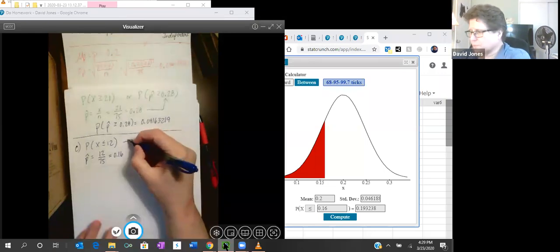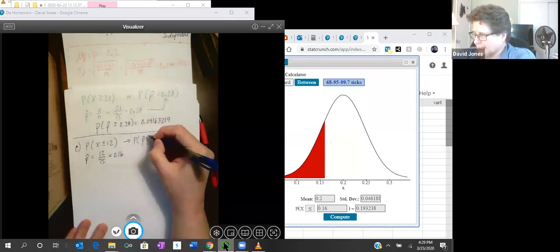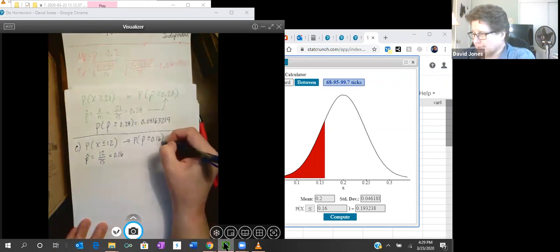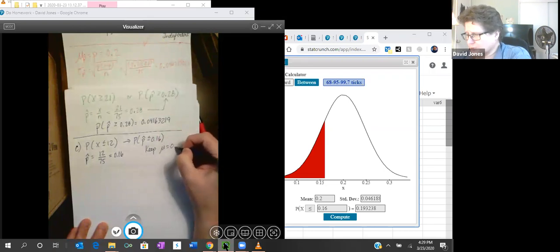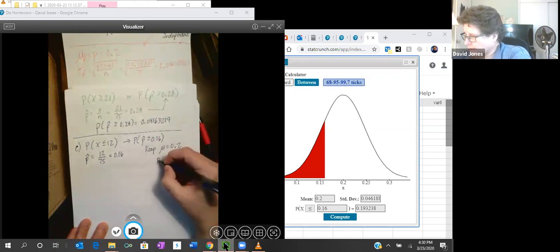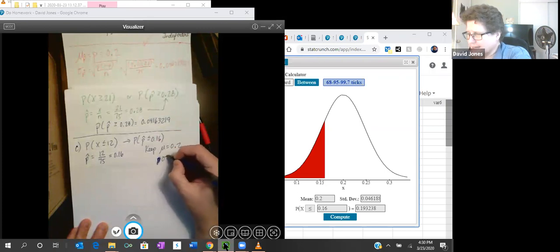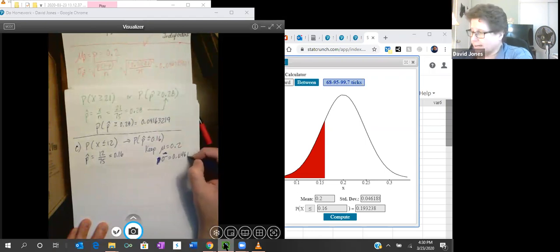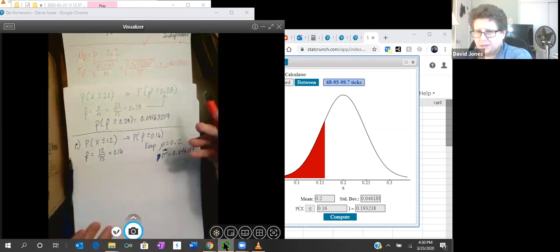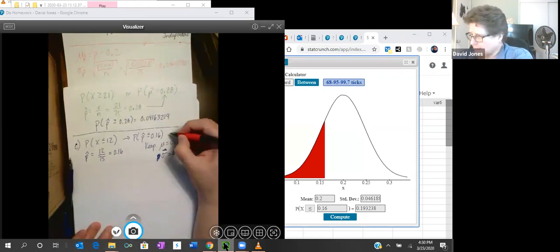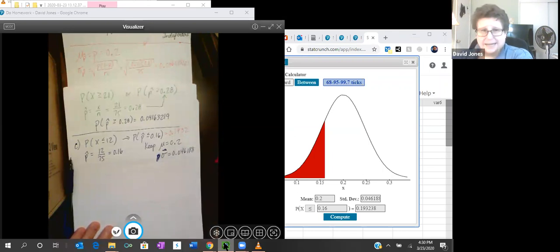So this turns into the probability p hat is less than 0.16. We keep mu at 0.2. We keep the standard deviation, which was 0.046188. Nothing's changed. All that's changed here is our result. Our result, and I'm going to imagine they want 4 decimal places as well, 0.1932.